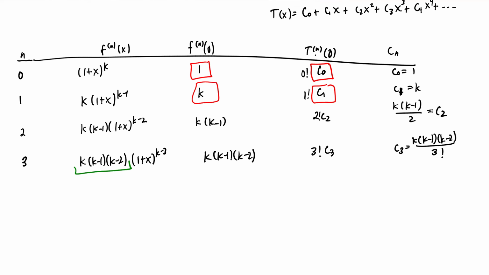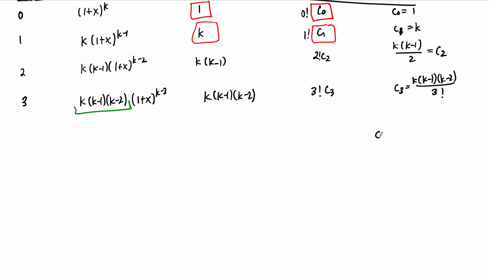All right, well, we can probably guess now what c4 is going to be. If we follow this process, the next one is going to multiply by the next term, subtract one more, and increase the factorial downstairs. So k times k minus 1 times k minus 2 times k minus 3, one more, right? All divided by 4 factorial.